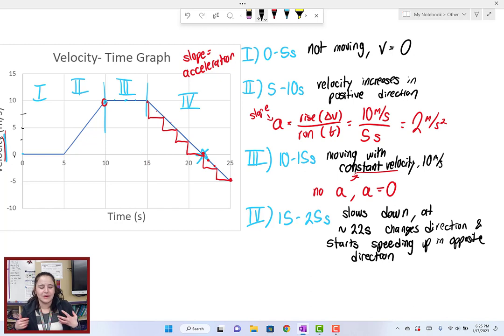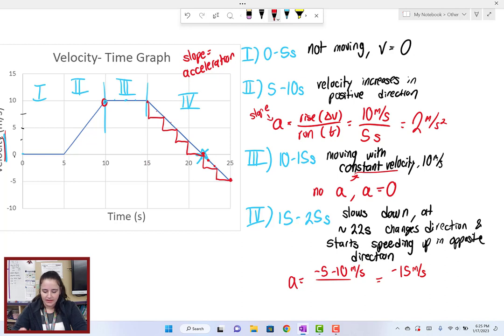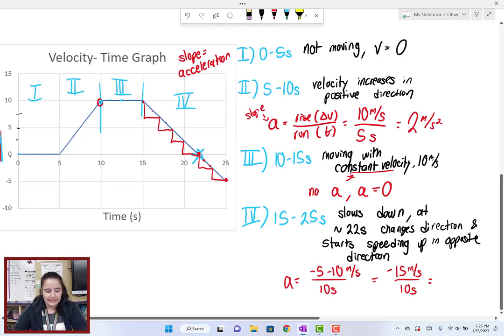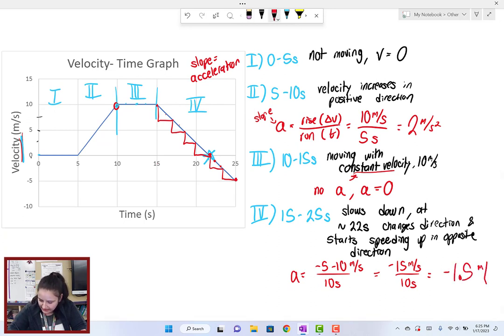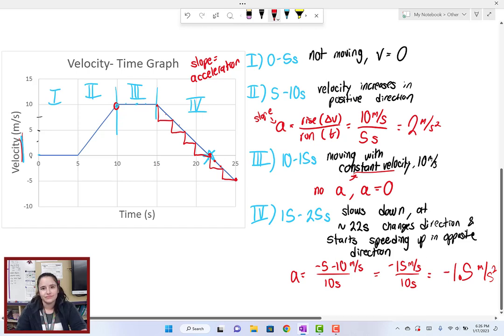All of that is due to a constant acceleration, a constant slope, which for this one we can find using the whole thing. We would have the final velocity, -5, minus the initial velocity. So the change in the velocity, or the rise, is -15 meters per second. And it does that in a time of 10 seconds. So it's accelerating at a rate of -1.5 meters per second squared. And that acceleration is constant.